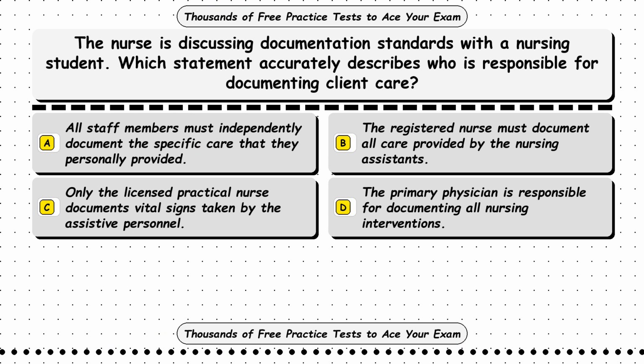Question 117. The nurse is discussing documentation standards with a nursing student. Which statement accurately describes who is responsible for documenting client care? Option A. All staff members must independently document the specific care that they personally provided. Option B. The registered nurse must document all care provided by the nursing assistants. Option C. Only the licensed practical nurse documents vital signs taken by the assistive personnel. Option D. The primary physician is responsible for documenting all nursing interventions.